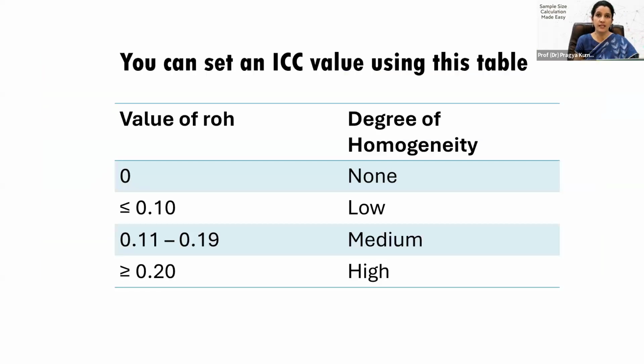You can set the ICC using this table. This is the degree of homogeneity. So the degree of homogeneity is high if your ICC is more than or equal to 0.2.